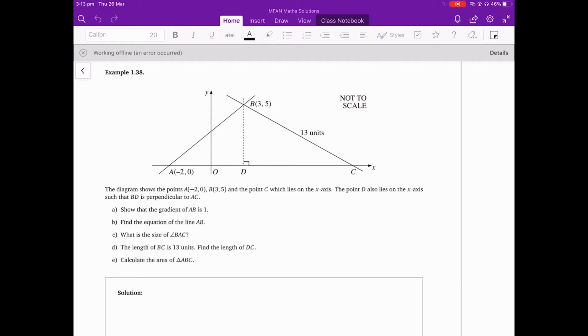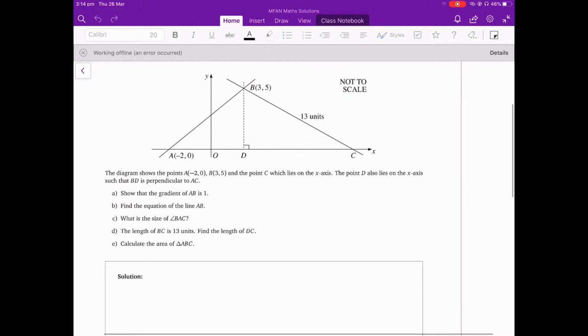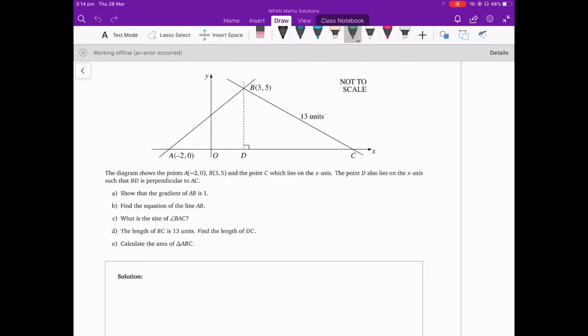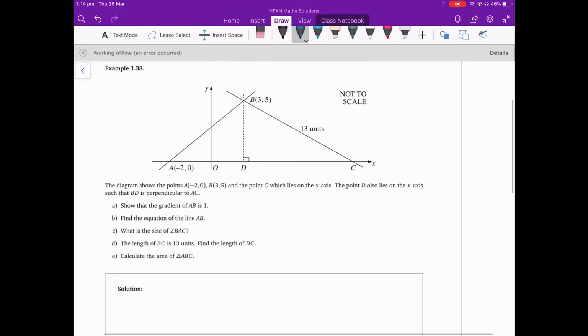G'day everyone. So today we're going to have a look at example 1.38 to start off. We've got a few lines here, and you can see that they create a triangle with a perpendicular height there. That might come into play at some point. Now they've given one length over here, 13 units, which also might come in handy.